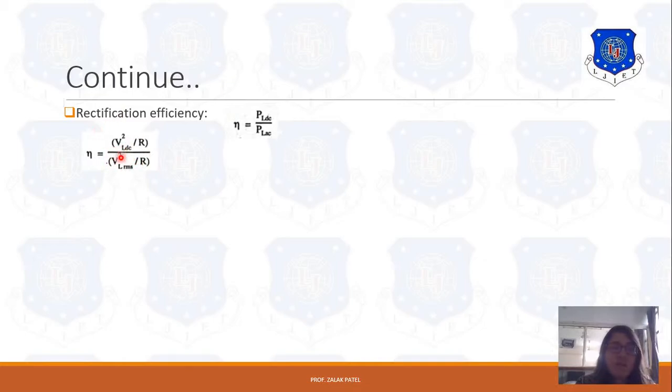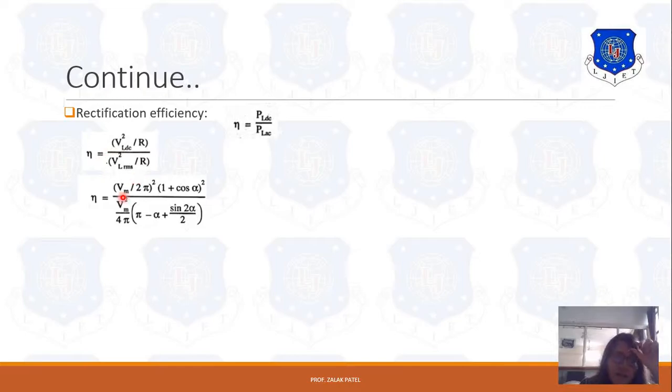Now we already know the value of DC voltage across the load and the RMS value across the load. So put these values in the above equation. We get VL DC is Vm upon 2 pi into 1 plus cos alpha, and VL RMS is Vm upon 2 into the square root of (1 upon pi) times (pi minus alpha plus sin 2 alpha by 2). Here R will be cancelled out, so it is mainly the square of VL DC and the square of the root mean square voltage. If we divide these terms, Vm square will be cancelled out, and 2 square, that is 4, will also be cancelled out.